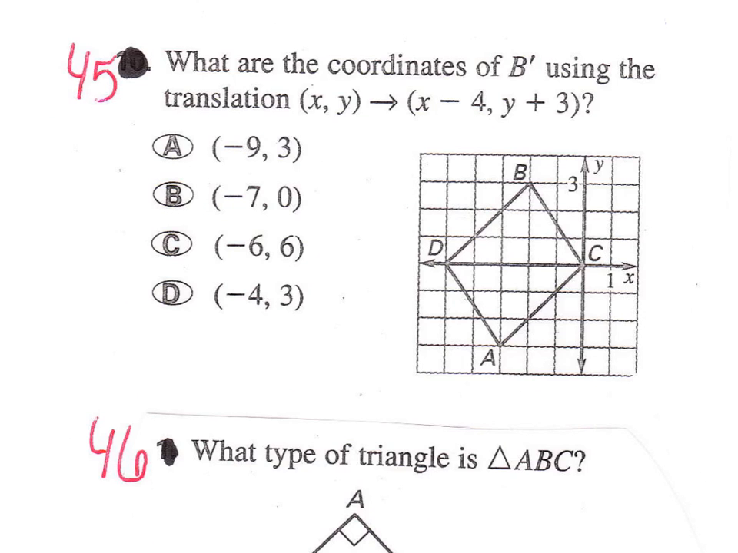Number 45, we're talking about a translation here. They want to know what's the coordinates of B prime. So here's B, this is your starting point for the regular B. And we're translating it on the X -4 and on the Y +3. So think about it. If the x is going -4, what direction does it need to go? And then the y is +3, where does it got to go? Then which of these coordinates would be correct? A, -9 and 3, B, -7 and 0, C, -6 and 6, or D, -4 and 3?